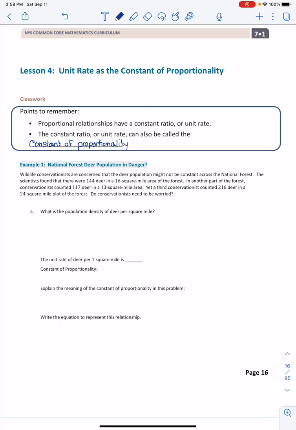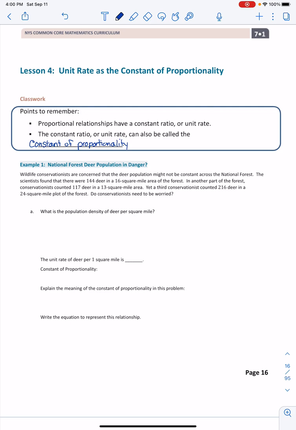So for example 1, National Forest deer population in danger. Wildlife conservationists are concerned that the deer population might not be consistent across the national forest. The scientists found that there are 144 deer in a 16 square mile area of the forest. In another part of the forest, conservationists counted 117 deer in a 13 square mile area. Yet a third conservationist counted 216 deer in a 24 square mile plot of the forest. Do conservationists need to be worried?